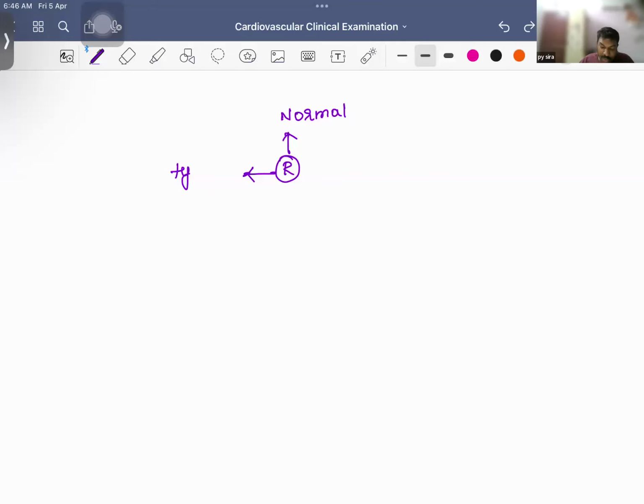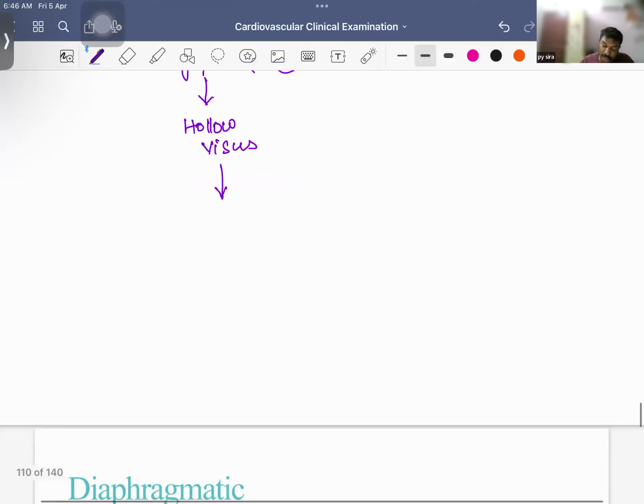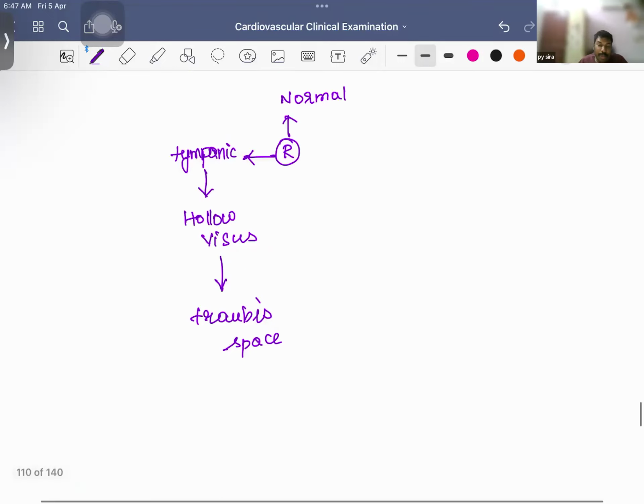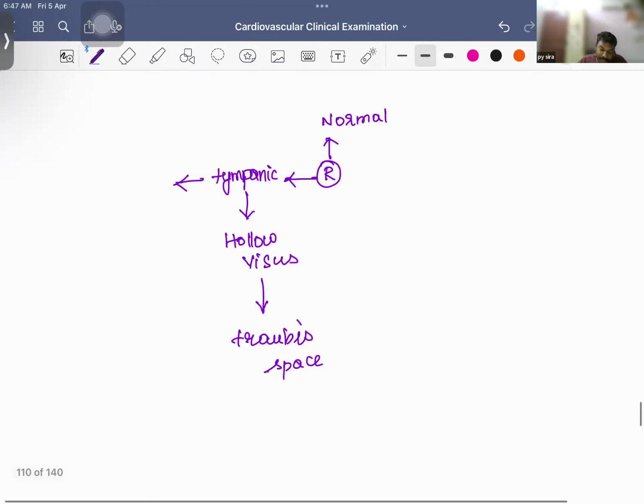Whenever you're percussing over hollow viscera, this is going to be a tympanic note, for example when you percuss over the drop space. When you percuss over the drop space, the stomach is there, which I will discuss later. There you will get a tympanic tone. Then next is subtympanic. Subtympanic is going to be boxy quality.